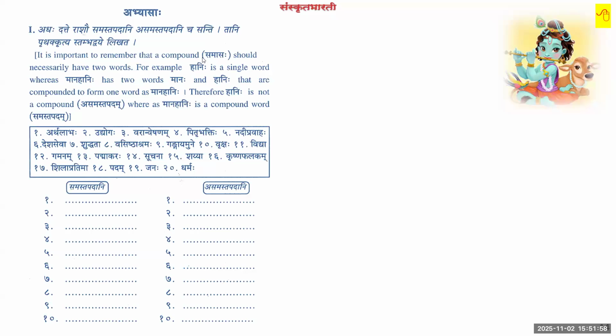It is important to remember that a compound, samasaha, should necessarily have two words. For example, hanihi is a single word, whereas manahanihi has two words. Of course, it will take some time before we observe that this is two words, but as you swim in the world of Sanskritam, you start recognizing this pratipadika mana, this pratipadika hani, etc., because it builds in our head. Mana means respect, hani means destruction or hurt, something like that. So respect, destruction, which means loss of respect, has two words, manaha and hani, that are compounded to form one word as manahanihi. Therefore, hanihi is not a compound, asamastapadam, whereas manahanihi is a compound word. So they are just helping you by further explaining again.